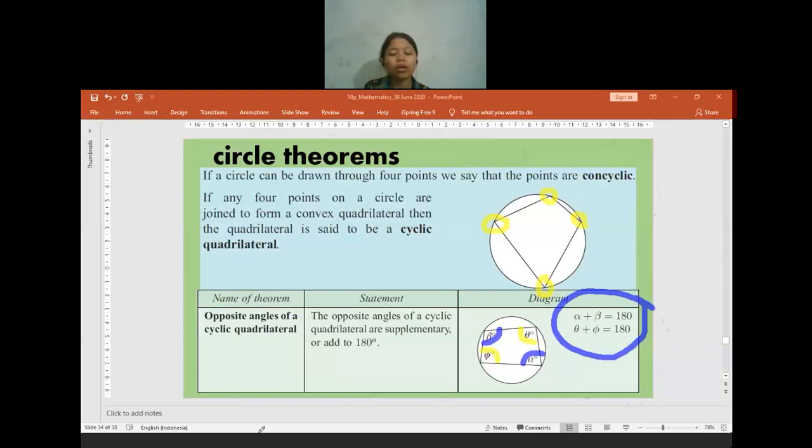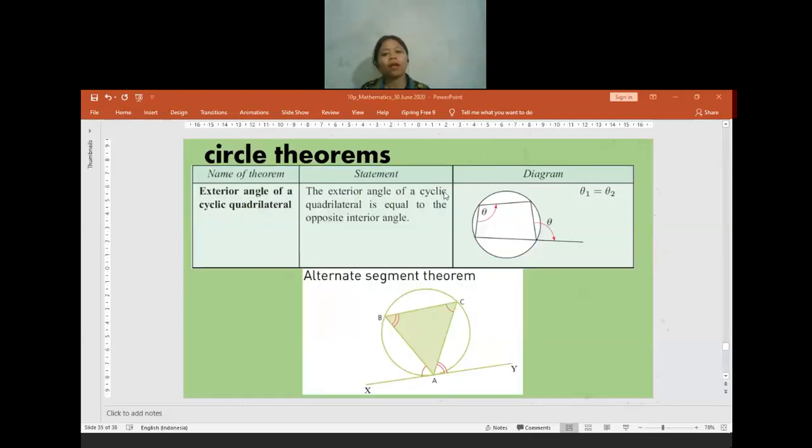Is there anyone who is confused about these notes? Hello? Yes, teacher. Is there anyone who is confused? No. Now let us continue.